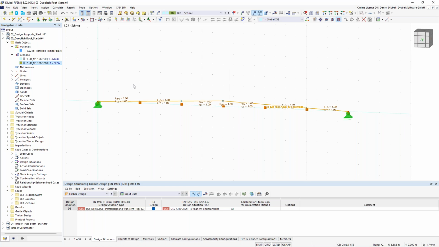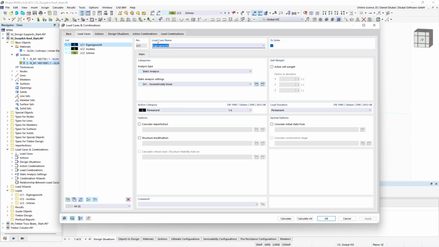Okay, so let's continue. Now we have to assign, oh, sorry, no, we have to apply some loads. So first of all, I have already created some load cases. They are in German. This is no problem. I can change them also into English. So self weight, permanent and snow.